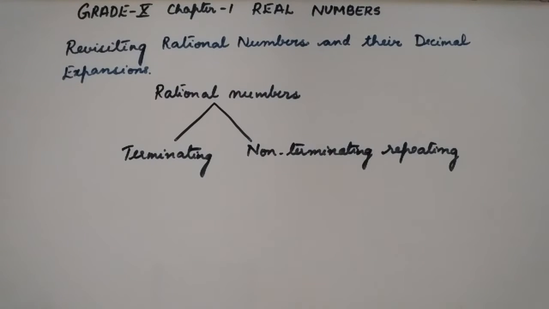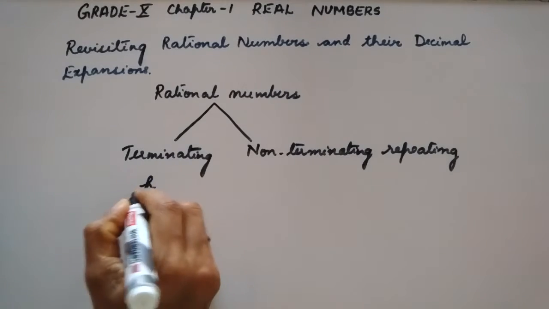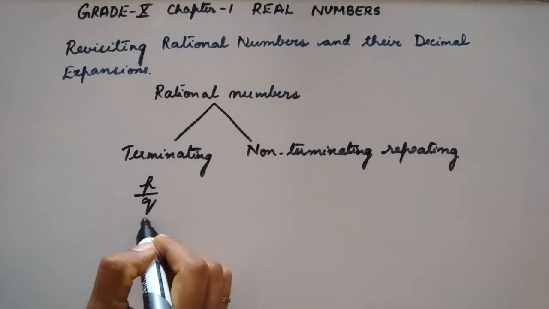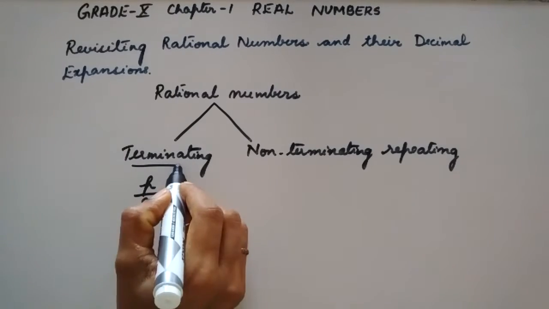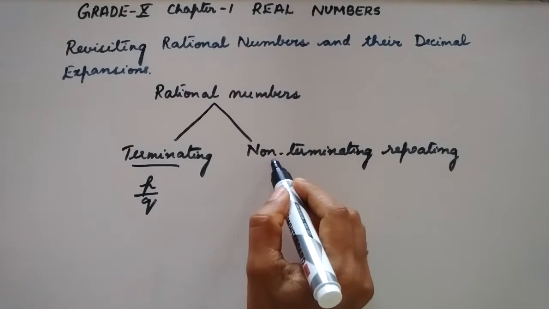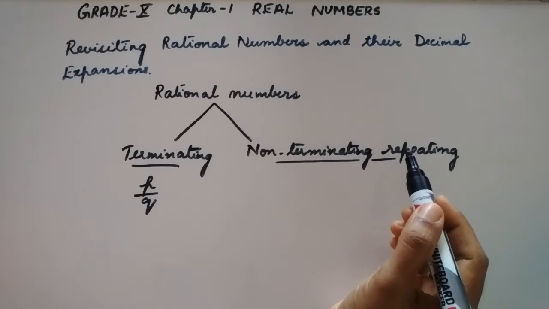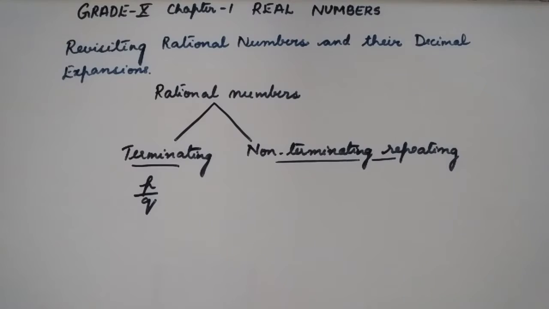So let us consider a rational number p by q, where q is not equal to 0, and explore when the decimal expansion of p by q is terminating and when it is non-terminating repeating. Let us consider some examples to understand this concept.